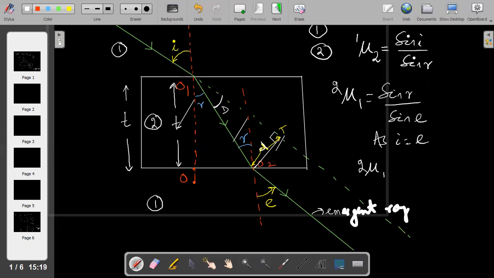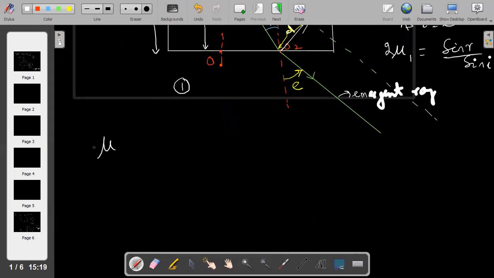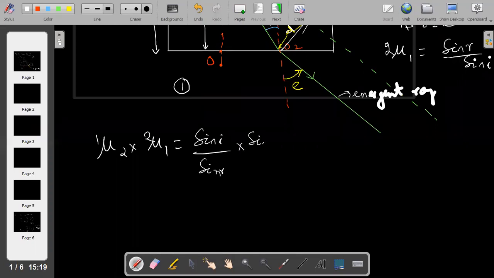This mu 2 1 is equal to sin r by sin i. Now if you multiply mu 1 2 into mu 2 1, what will we get? This is sin i by sin r into sin r by sin i. This cancels out. So you are going to get mu 1 2 into mu 2 1 is equal to 1.